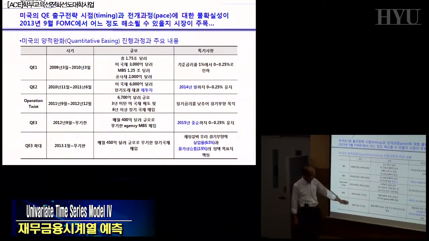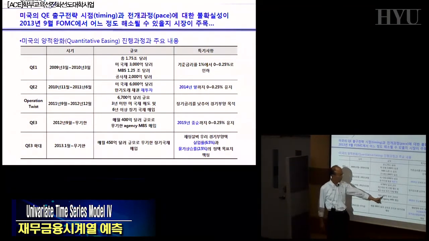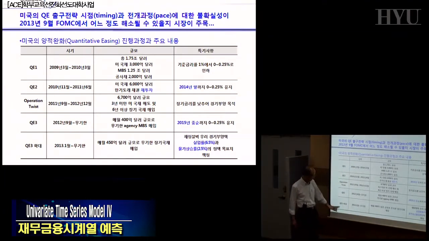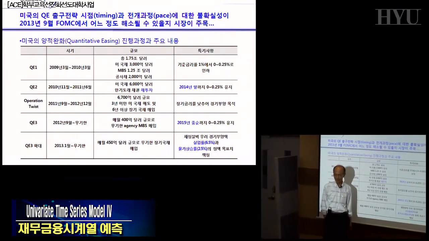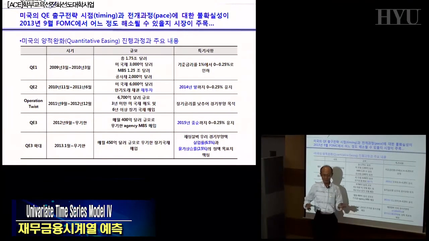Currently, starting from September 2012, they started purchasing $40 billion worth of MBS, which is bond. Also, starting from January this year, each month they purchase $45 billion worth of long-term treasury bonds. The meaning is the FRB purchases bonds, so it will circulate more money in the market.